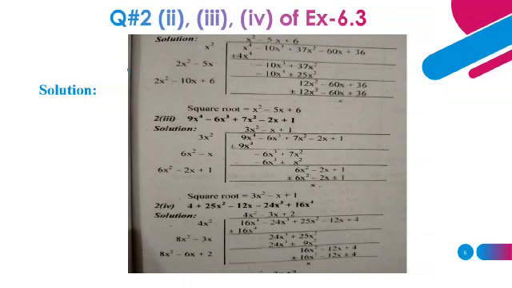And now 6 will be multiplied with all the three terms in the third step. 6 times 2x square is 12x square, 6 times 10x is 60x, and 6 times 6 is 36. Now at the end you will get the remainder 0, and x square minus 5x plus 6, which is written in the quotient, is your square root. So this method is called square root by division. Same is the procedure for part number 3 and part number 4.